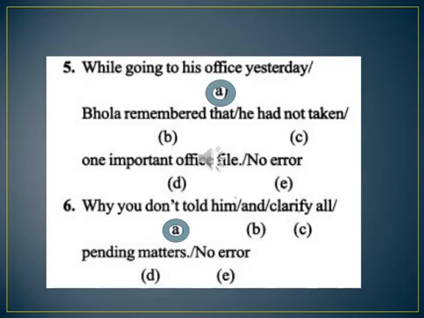Let's go to question number 6. Why you don't told him and clarify all pending matters? It's quite clear that A is the answer. But why is A the answer? Remember the question word why. And when you are making a statement also, you have to remember, why don't you clarify is there. Why don't you tell him? That will be the right answer. Why don't you tell him and clarify all pending matters? So the error is in A, and that's the answer.